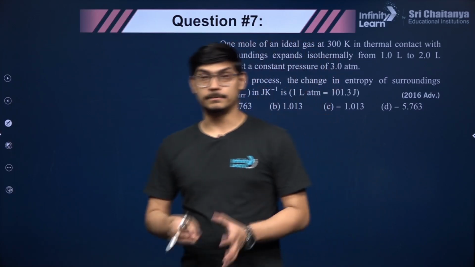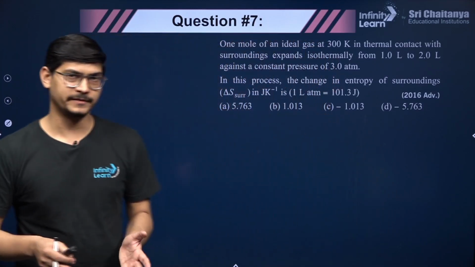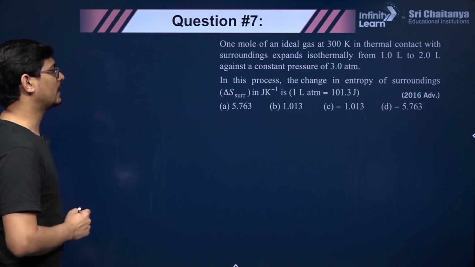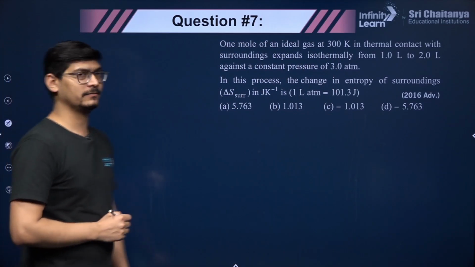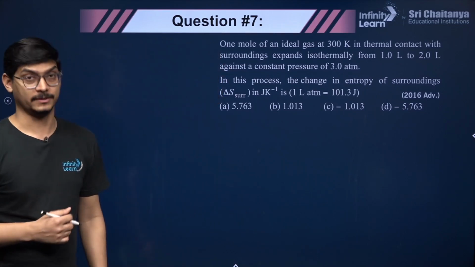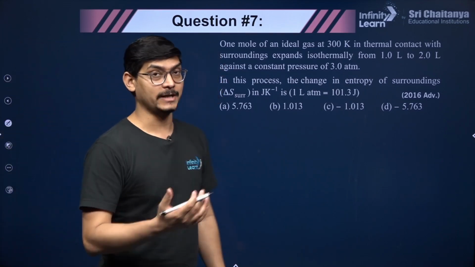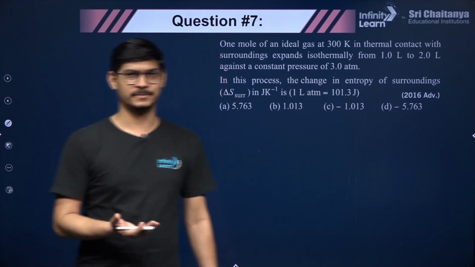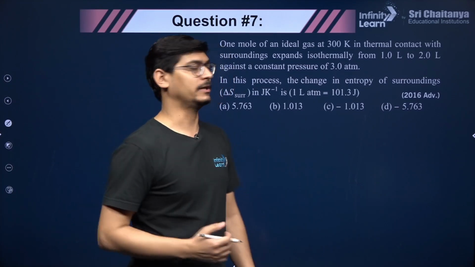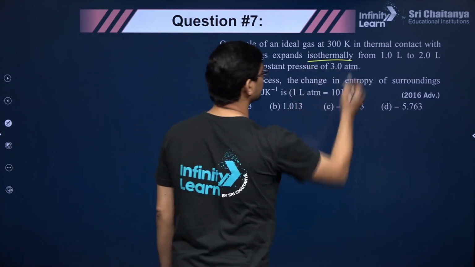Questions based on entropy, work done, heat transfer, they are also very common. You guys know that, right? So read this question carefully. 1 mole of an ideal gas at 300 Kelvin in thermal contact with the surrounding. So the process is isothermal. If the system is in thermal contact, heat is being continuously transmitted so that the system stays at the same temperature as the surrounding. So the process is isothermal here.